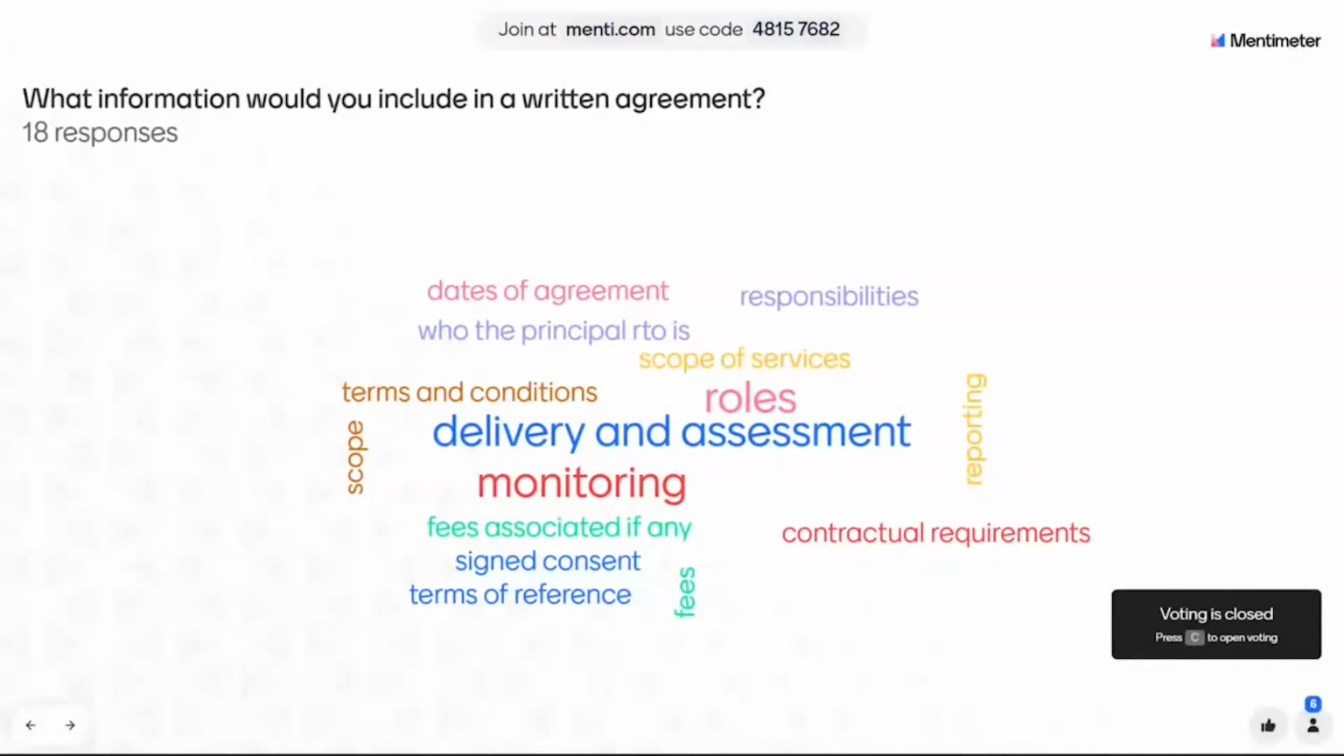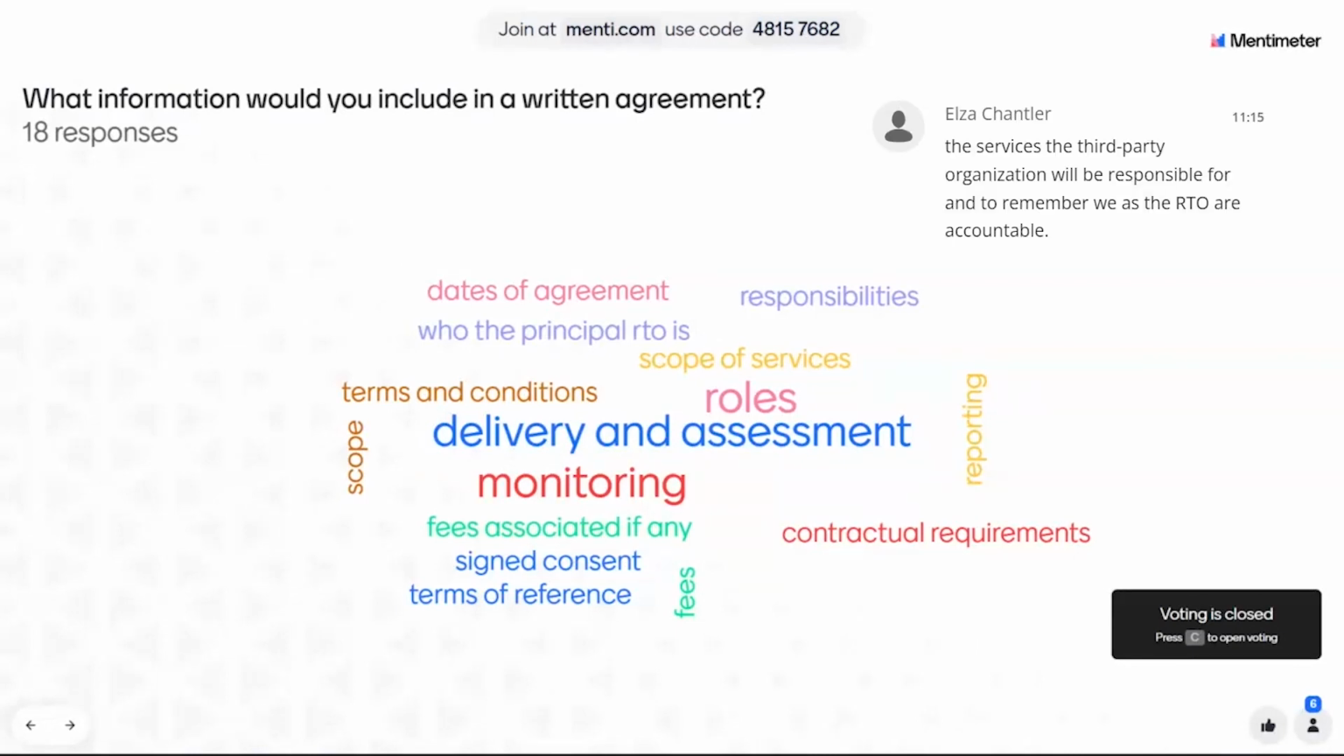So what you can see there, the words that have come out larger, so monitoring, delivery and assessment, and roles, are the most common responses that you put in. All of your responses are actually showing there. Yes, I'm going to come back to what you've just said there, Elsa, because it's really important. Okay, so all of those things are important to have in a written agreement.